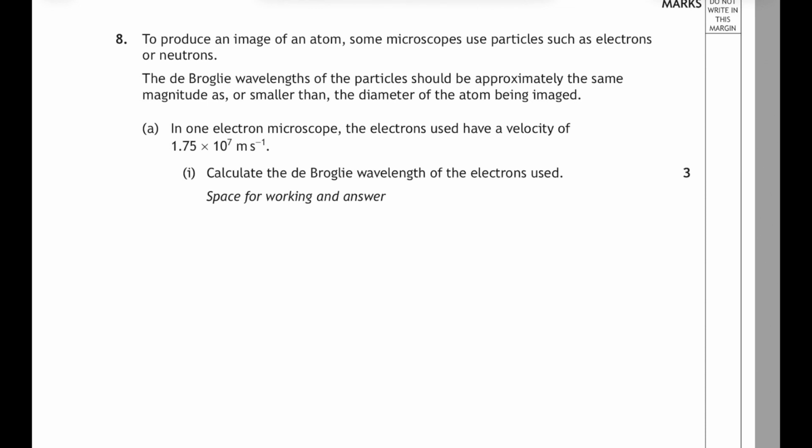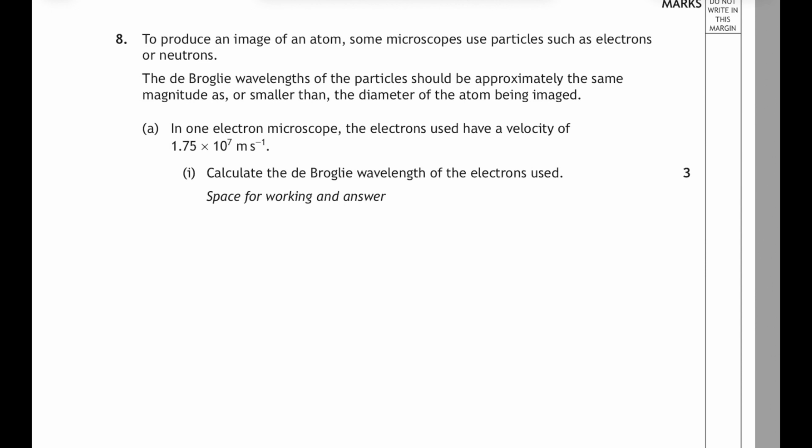Anyway, let's move on. Question 8 in the 2022 paper was also on an introduction to quantum mechanics, and it's about de Broglie wavelength. So, to produce an image of an atom, some microscopes use particles such as electrons or neutrons, and the de Broglie wavelengths of the particles should be approximately the same magnitude as, or smaller than, the diameter of the atom being imaged.